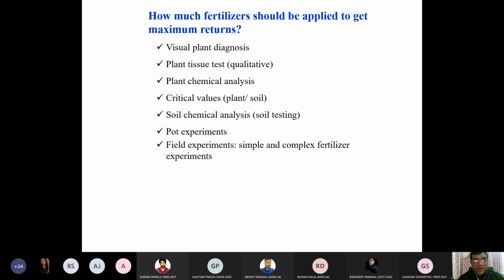So I think you will agree that through visual plant diagnosis, we cannot decide the dose of the fertilizer. It will give us a hint that a particular crop or particular plant is deficient, but it will not tell us how much, or what quantity of nutrient, I should apply.